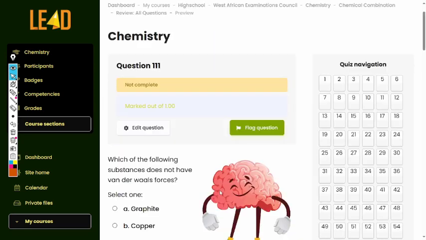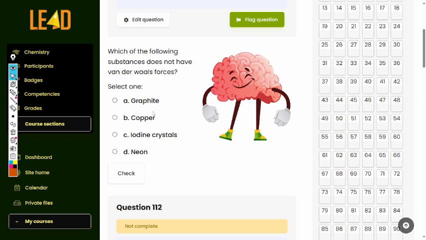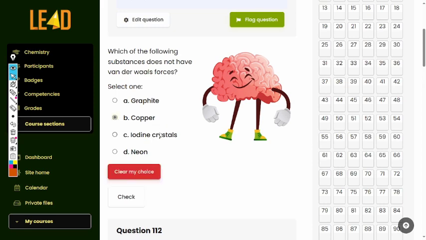Question 111. Which of the following substances does not have van der Waals forces? So the odd member out here is copper because copper is a metal. Metals have metallic bonds, not van der Waals forces. Graphite has van der Waals forces between the layers of the carbon structures. In iodine crystals, the molecules of iodine are held together by van der Waals forces. Neon is a noble gas, so the atoms of neon are held together by van der Waals forces. So copper is held together by a metallic bond.